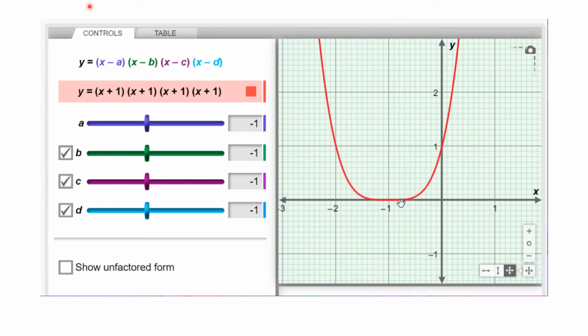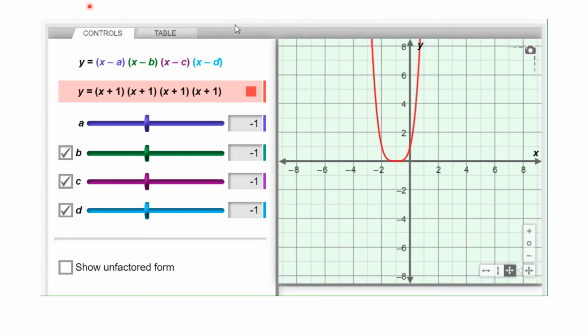Very slowly. If I was drawing tangent lines, they would be almost horizontal along here, and then they speed right up again.